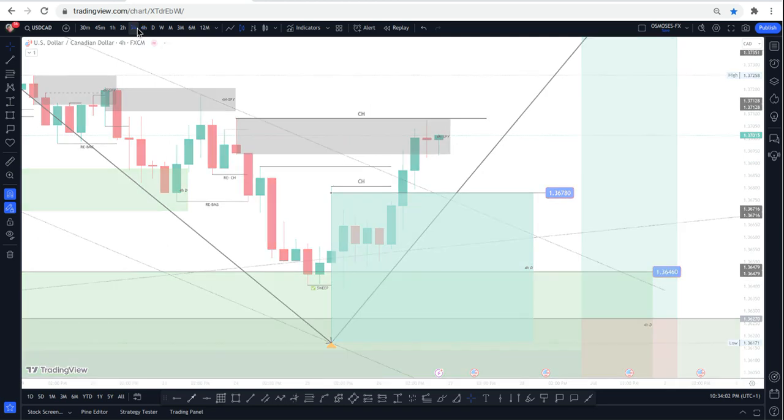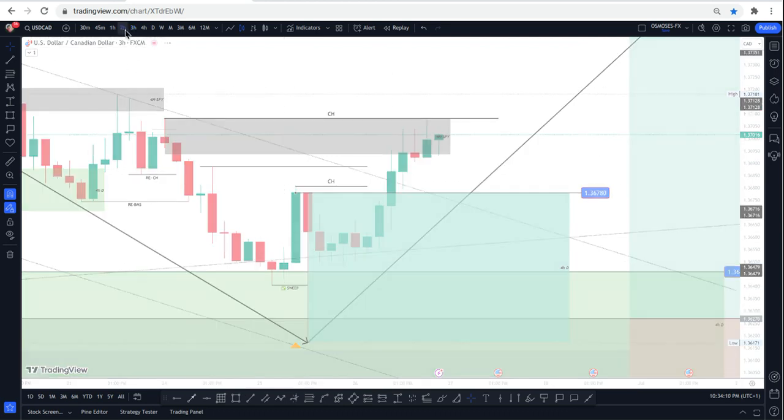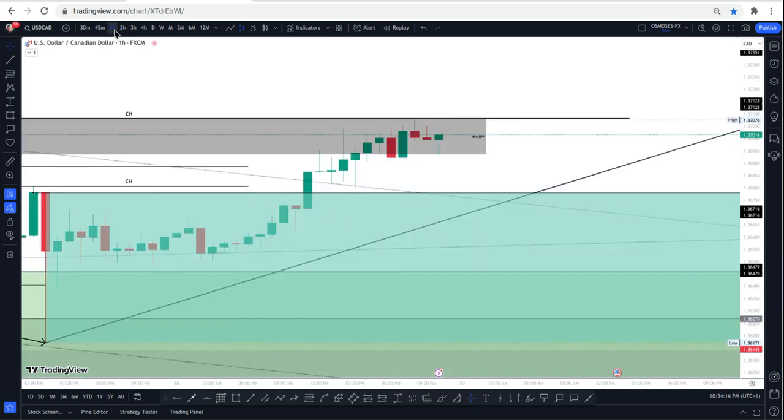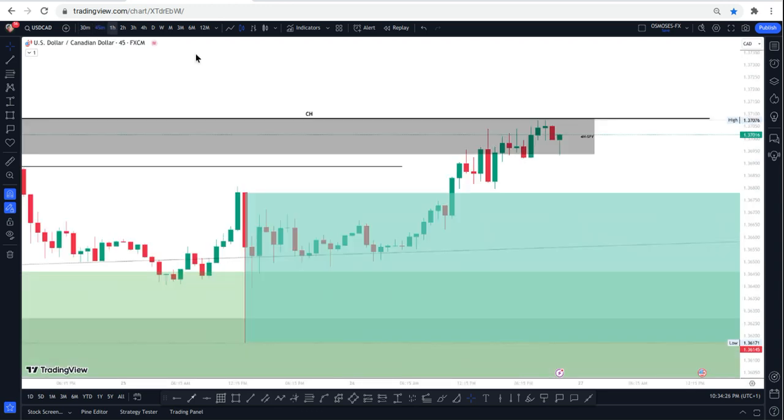So on 3 hour, you see this industrial candle that took out liquidity before the sweep. On 2 hour, we have a doji. On 1 hour, we have that same candle that shows on 3 hour. If you go to 45 minutes, that same candle is still there. So this candle shows me relative options from 3 time frames, which also verify my entry.